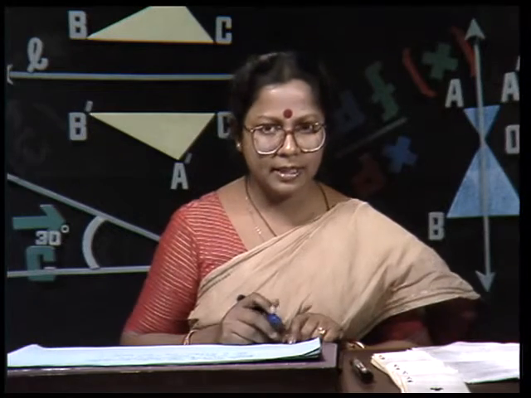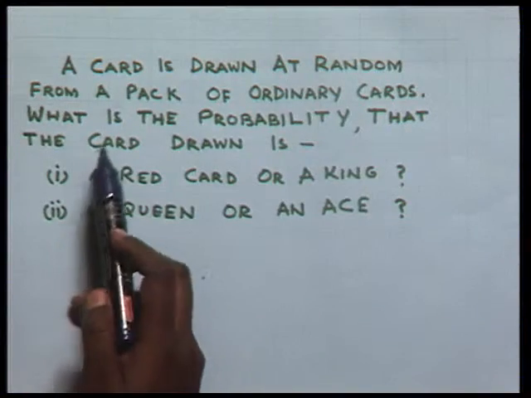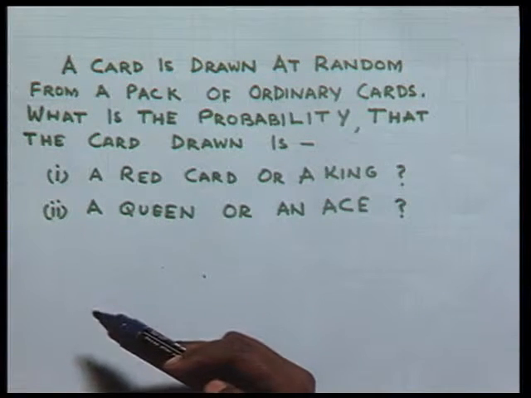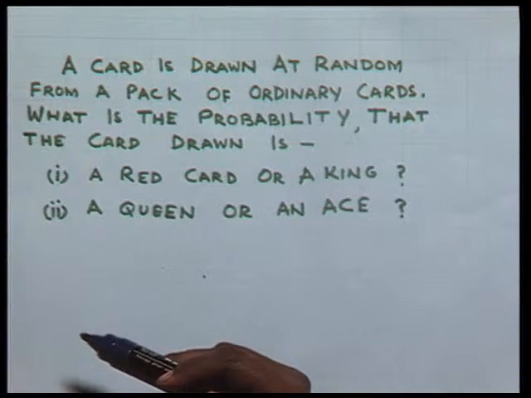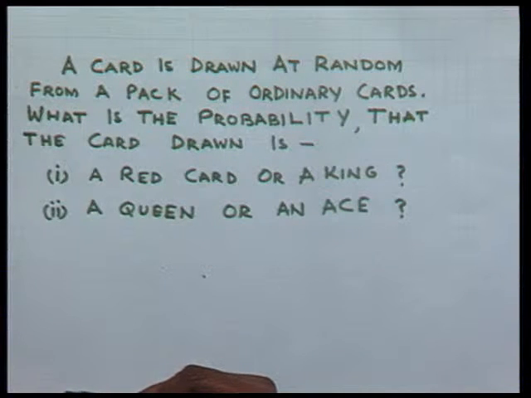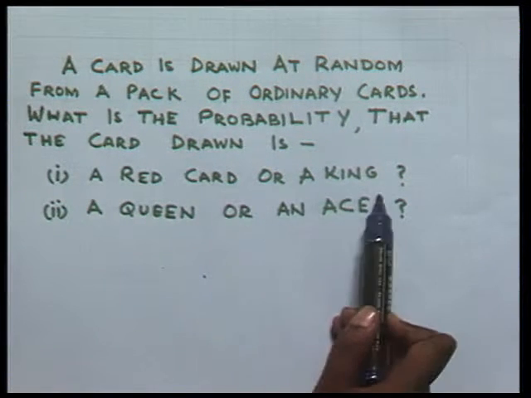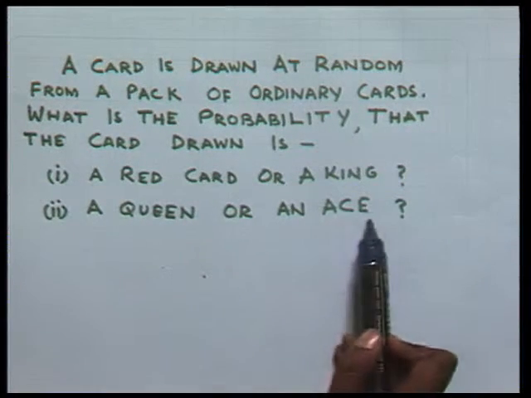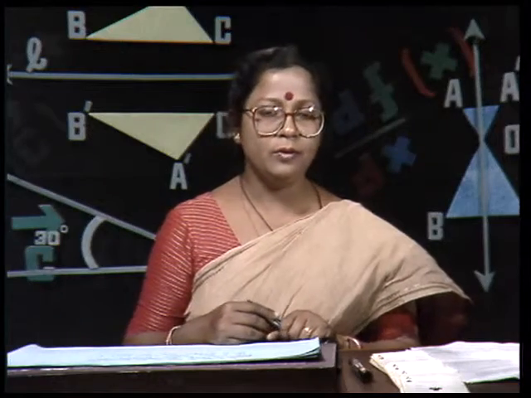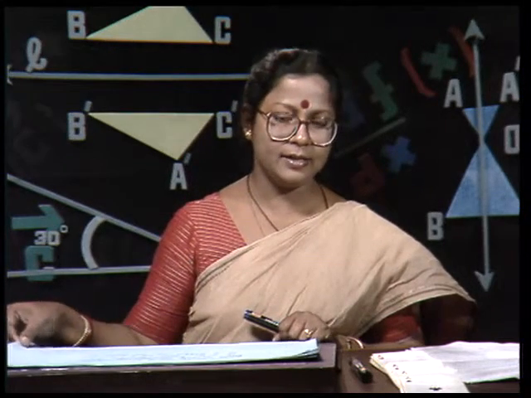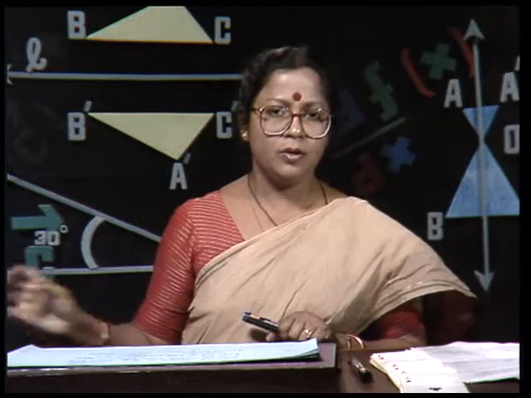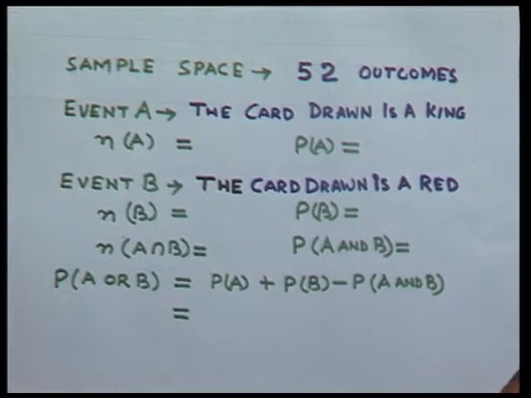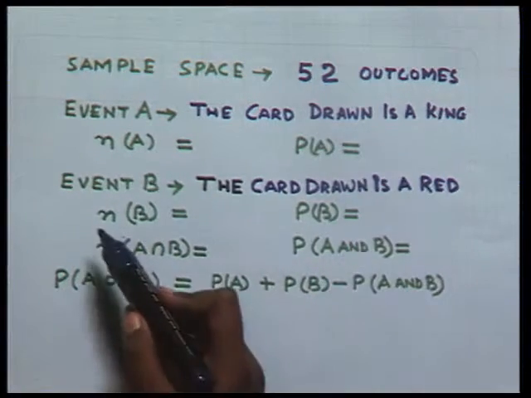Now, let us take a problem. A card is drawn at random from a pack of ordinary cards. What is the probability that the card drawn is a red card or a king, a queen or an ace? Now, we know that in an ordinary pack of cards there are 52 cards. So, each one of these cards can be an equally likely outcome if we pick up one card at random. Therefore, the sample space for this experiment has 52 outcomes.